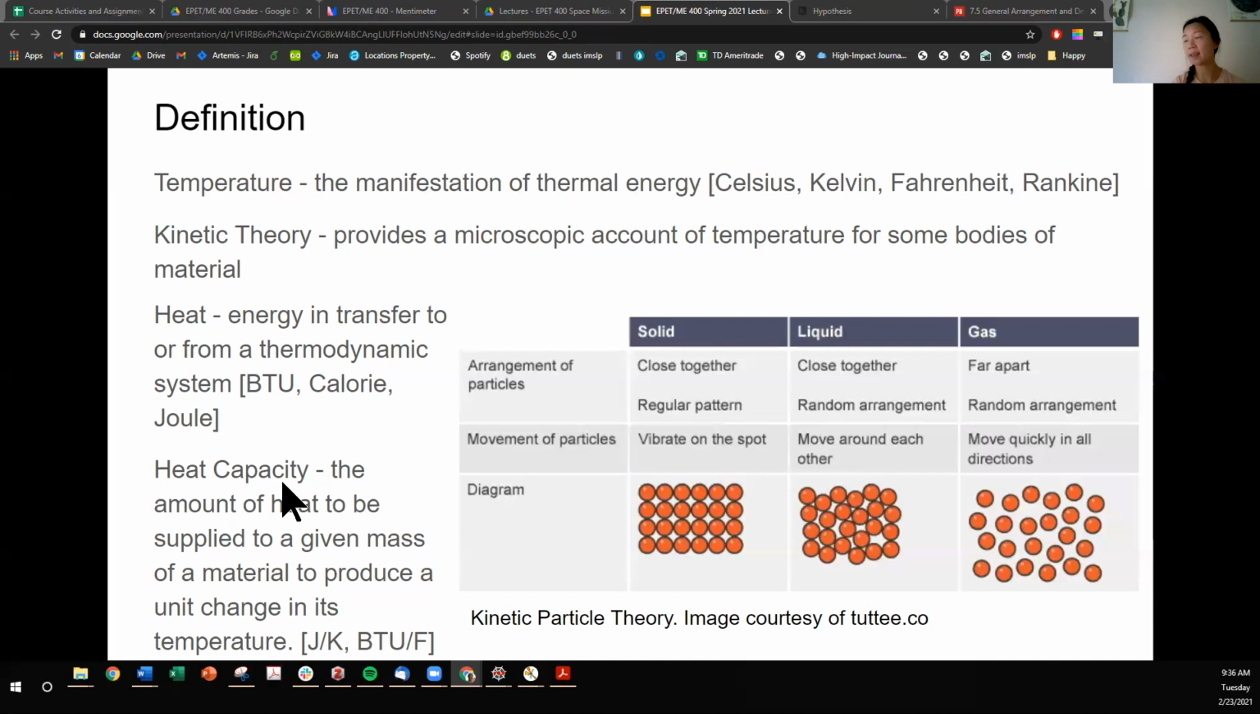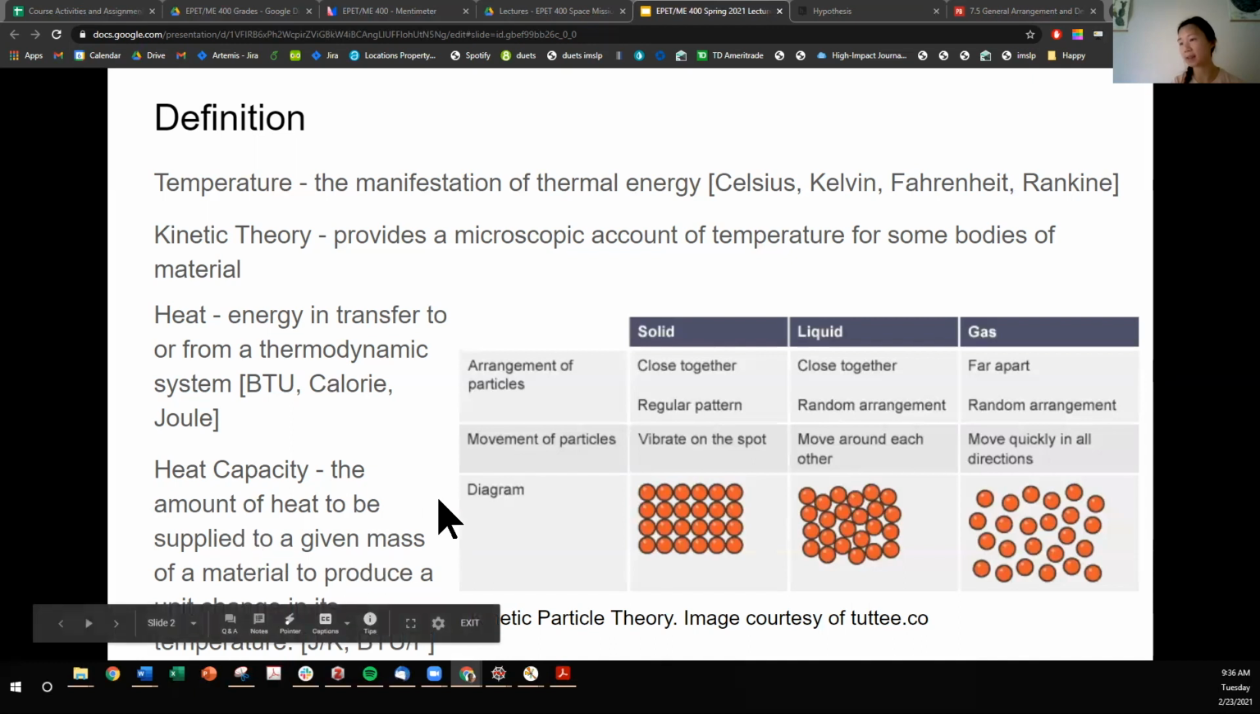Okay, and then heat capacity is the amount of heat to be supplied to a given mass of material to produce unit change in its temperature. It is a physical property of matter. Heat capacity is what connects heat and temperature together.